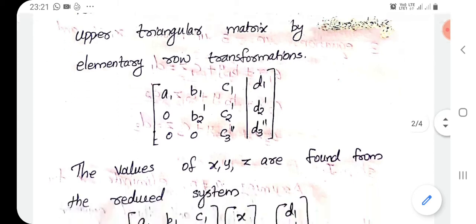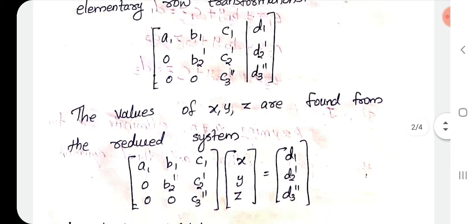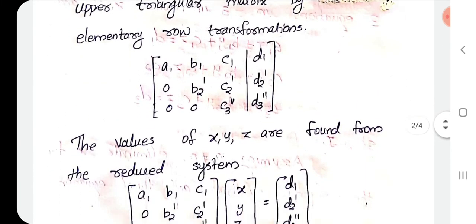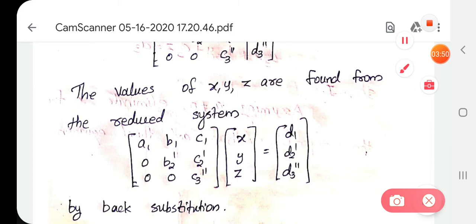Now we form the corresponding matrix form from this augmented matrix, and it is A1, B1, C1, 0, B2 dash, C2 dash, 0, 0, C3 double dash, multiplied by x, y, z, is equal to D1, D2 dash, D3 double dash. Then we find out the values of x, y, z from this reduced system by back substitution.